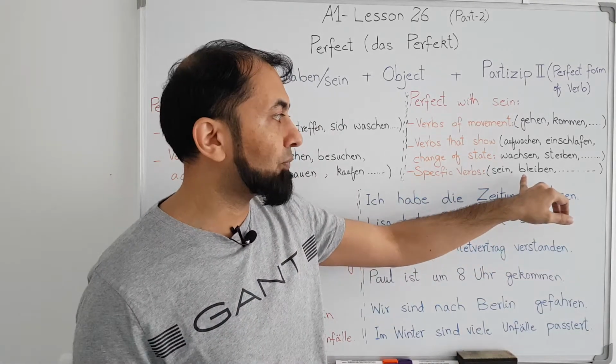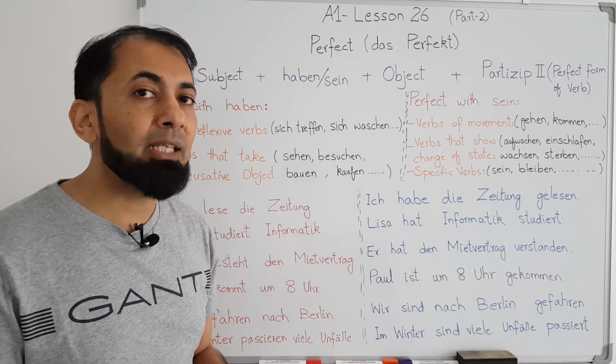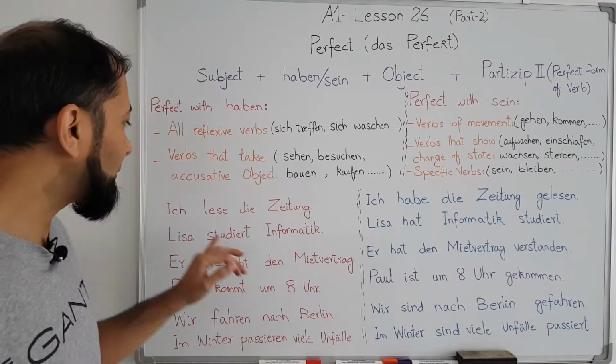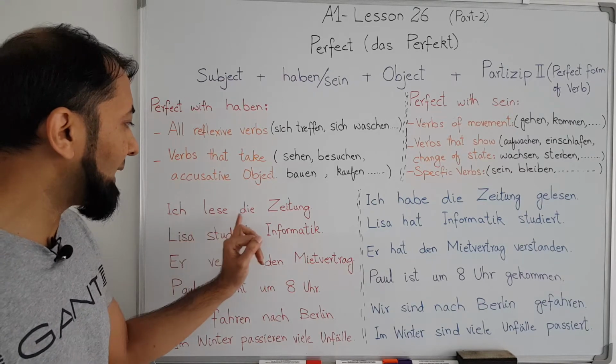Whenever one of these verbs comes in a sentence in the perfect tense, we will always use the sein verb, and we will conjugate the sein verb with respect to the subject of the sentence. Now let's go through the examples. The first example is: ich lese die Zeitung.